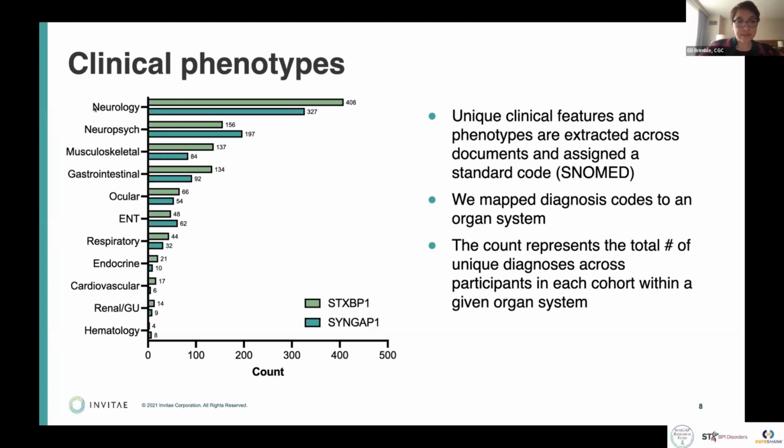And so unsurprisingly, we see that some of the more commonly affected organ systems or broader categories of systems are neurology, neuropsych, which we've included some behavioral diagnoses as well, musculoskeletal, GI, and eye. And so this is certainly consistent with what's been presented here today as well.